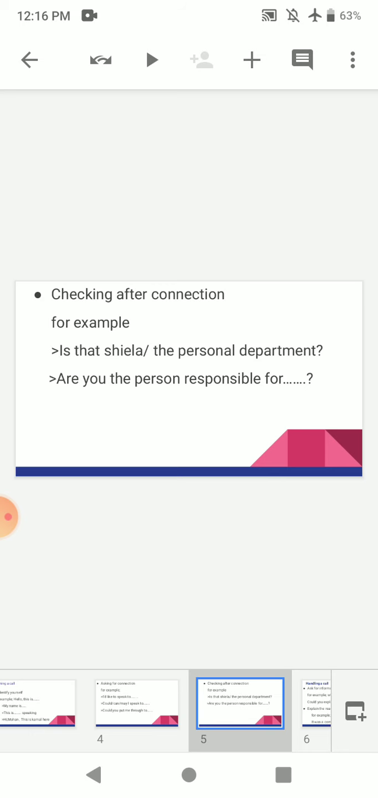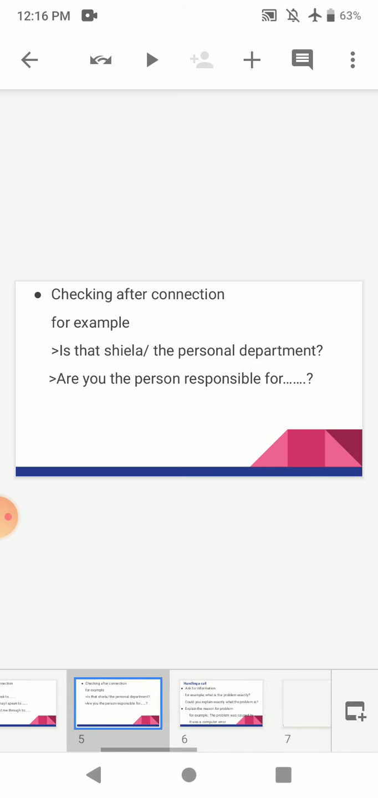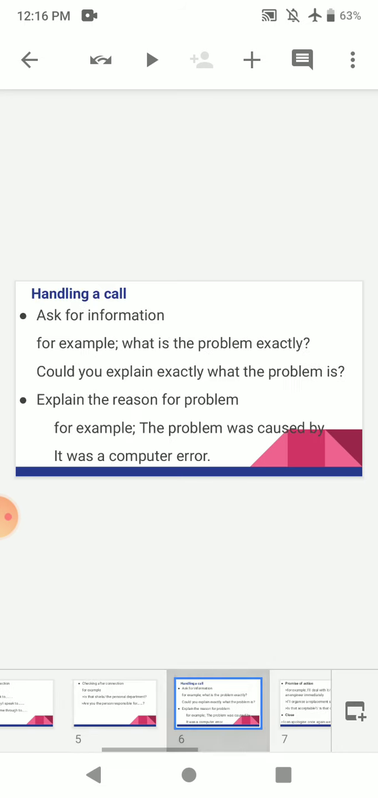So after the connection, you will check whether you are speaking to the right person. Suppose somebody has transferred your call to the person you are about to speak to, so you will see if he is the actual person. Is that Shalla? Is that ABC? Are you the person responsible for this and that? Then after that comes the actual conversation.